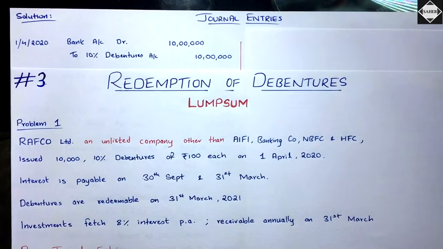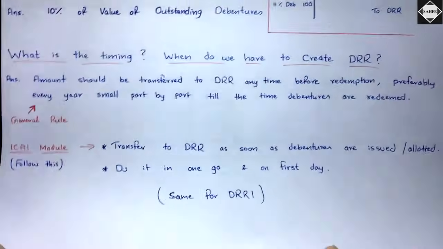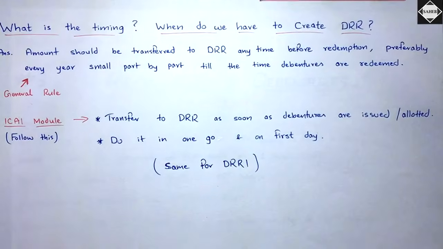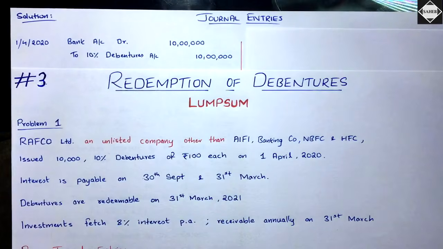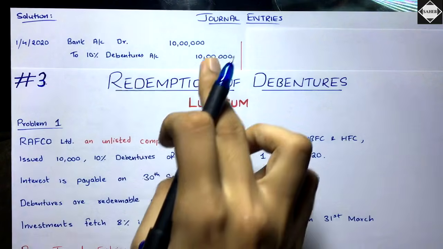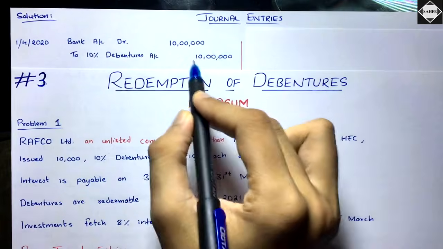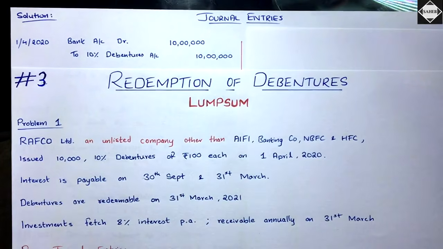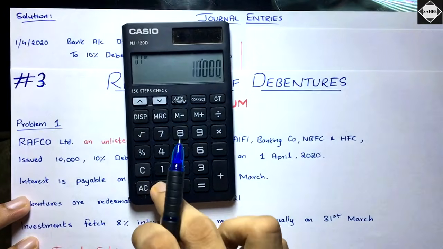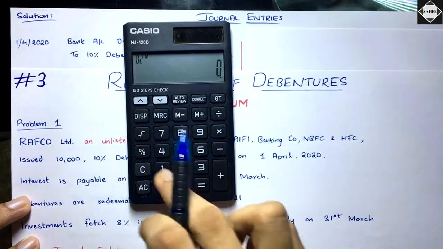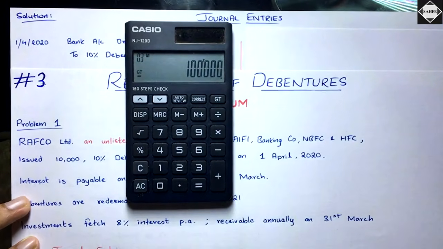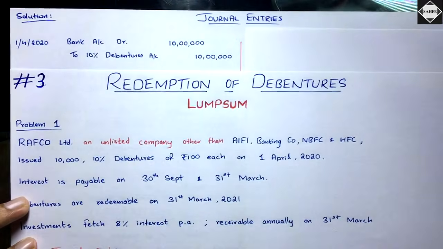Simple as that, right? Then what you have to do, as soon as the debentures are issued or allotted, as per the ICI module, you have to create the DRR and DRRI in one go, at once. So how much DRR do you have to create? DRR is 10% of the value of the outstanding debentures, the face value of the outstanding debentures, that's 10 lakh over here. So 10% of 10 lakh. Here we have 10 lakh into 0.10, that's equal to 1 lakh. You all know that simple calculation. So you have to create that.